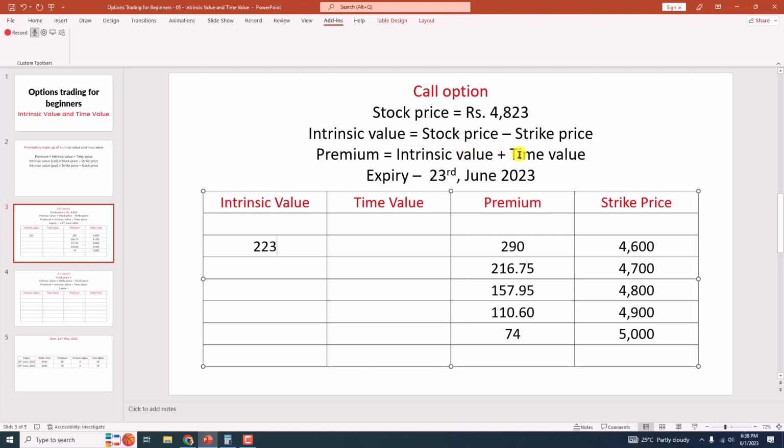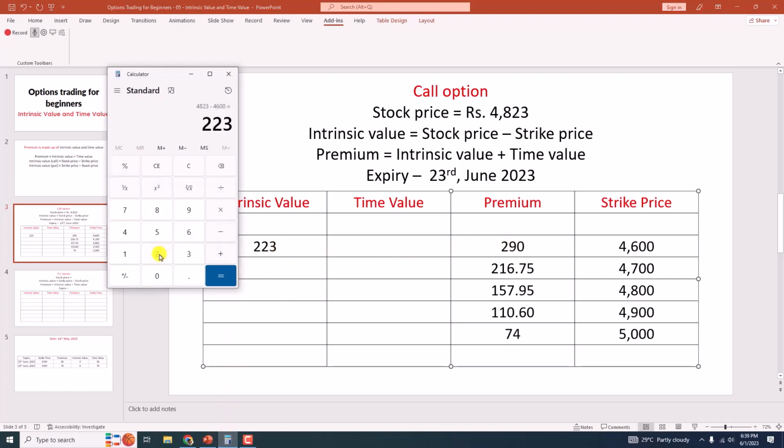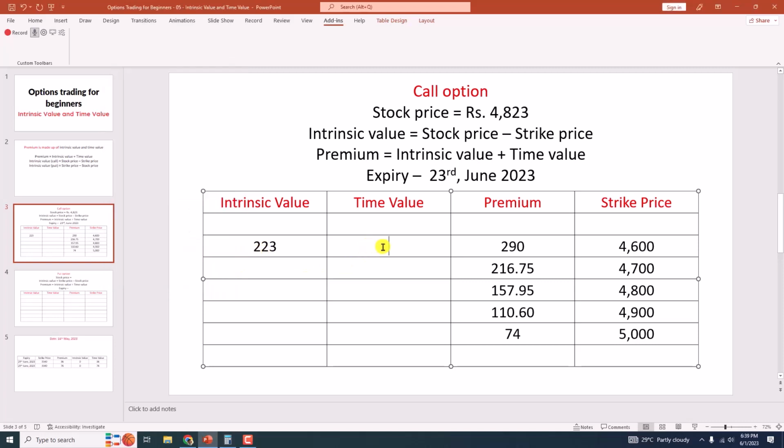Now, intrinsic value plus time value is equal to premium, correct? Then what is the time value? Time value is premium minus intrinsic value. So 290, which is the premium, minus intrinsic value 223 is equal to 67 rupees. So time value is 67, intrinsic value is 223.